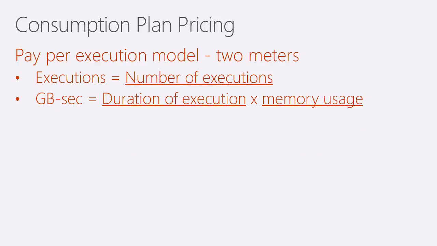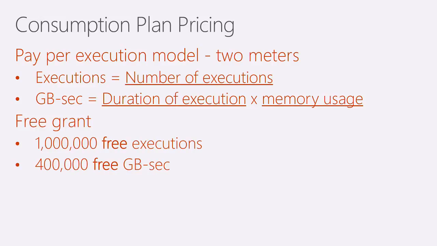The pricing, there are 2 meters when you're in the consumption plan. There is how many executions occurred, and then there is gigabyte seconds. Gigabyte seconds is the multiplication of the duration of your execution and your memory usage. And we do some tricks where we'll be sampling the memory usage regularly, so that if your function ran for several minutes and the amount of memory it used changed dramatically, we wouldn't charge you for the max for the whole duration.